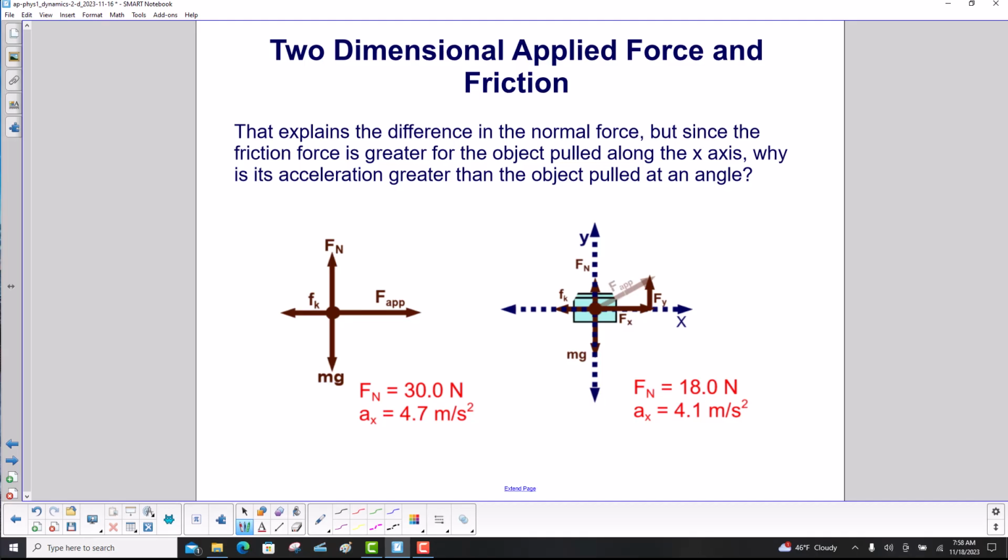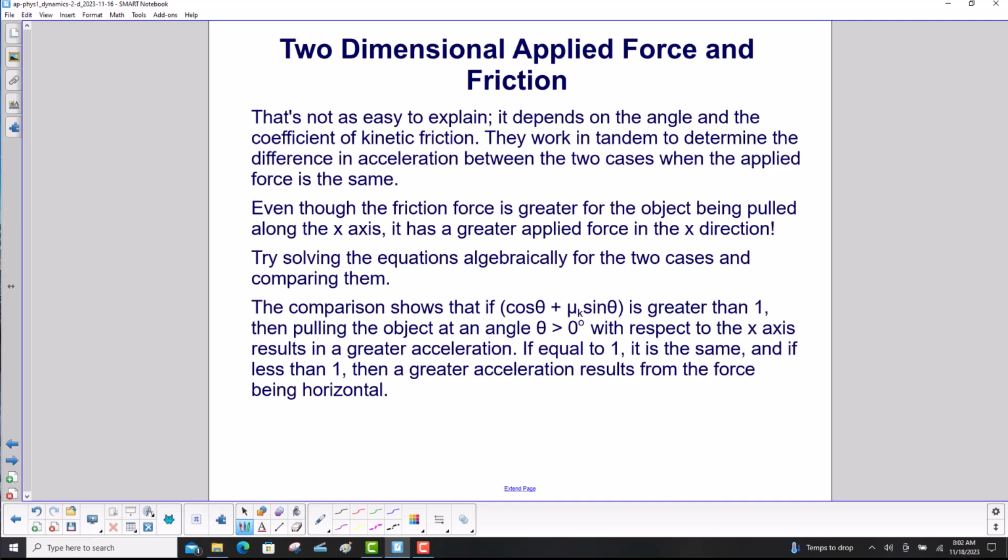That explains the difference in the normal force, but since the friction force is greater for the object pulled along the x-axis here, why is its acceleration greater than the object pulled at an angle? That's not as easy to explain. It depends on the angle and the coefficient of kinetic friction. They work in tandem to determine the difference in acceleration between the two cases when the applied force is the same. Even though the friction force is greater for the object being pulled along the x-axis, it has a greater applied force in the x direction.